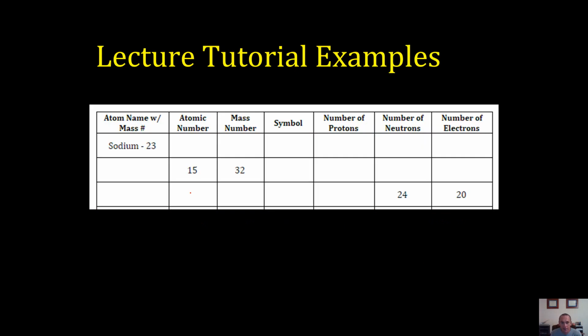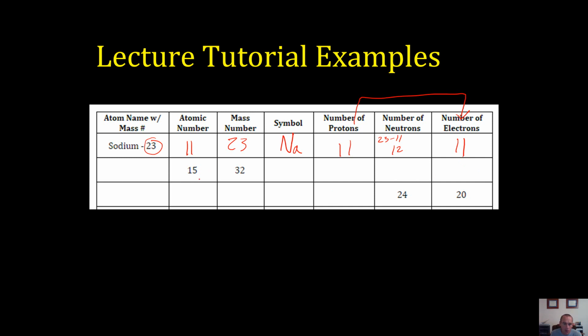And then you guys have to fill out this table at the end of the lesson, the lecture tutorial, and you need a periodic table in order to do this. Sodium-23. This right here is the mass number, right? If you go find the periodic table, you'll see that sodium is Na. It is the 11th element. That's the atomic number. So the number of protons is 11. Now all I have to do is 23 minus 11. And that gets me 12 neutrons. And then the number of electrons has to match the number of protons because the atom is neutral. Those two columns are always going to match.